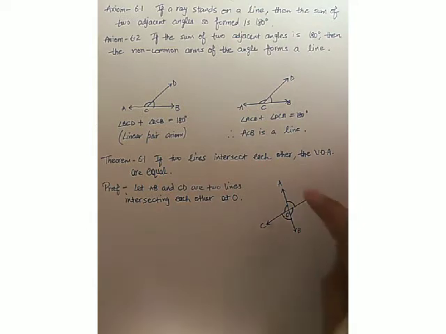Now how many angles are here? AOC, AOD, DOB and BOC. Okay, so we have to prove that the vertically opposite angles are equal. It means AOC will be equal to DOB and AOD will be equal to BOC. Now we will prove one part and we can write that the second part can be proved similarly.